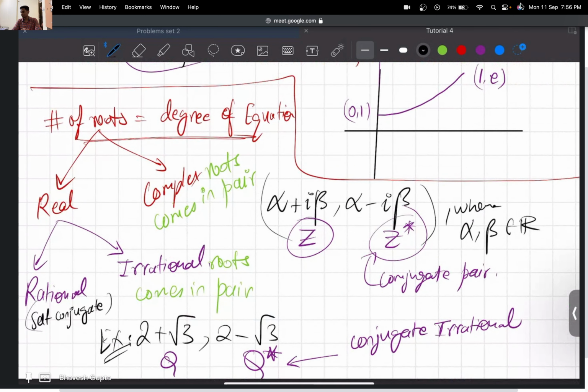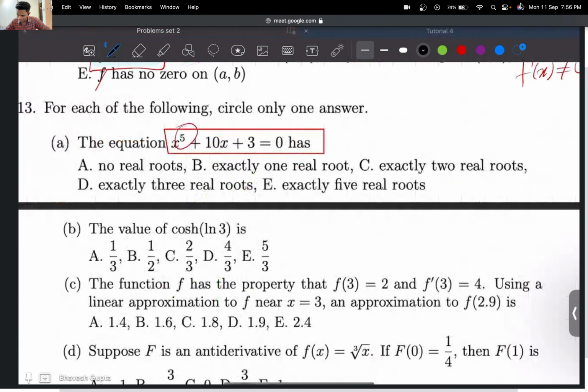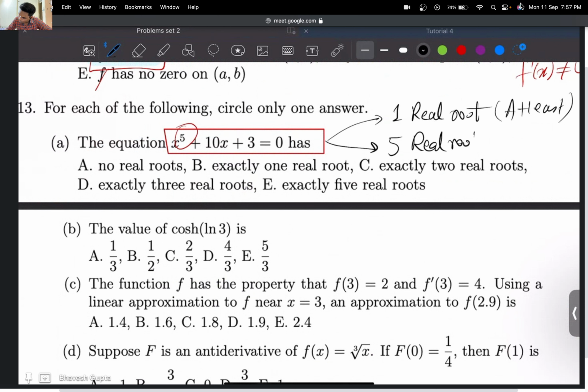That's the idea. I hope this tree will help you to solve many of the questions. And let's get back to the question. The question tells you that this equation has a degree 5, so definitely you have at least one real root, and you might have 5 real roots at most.